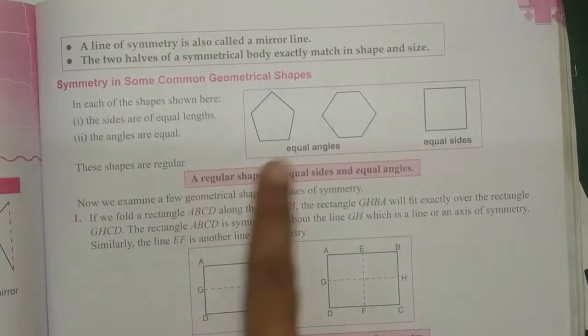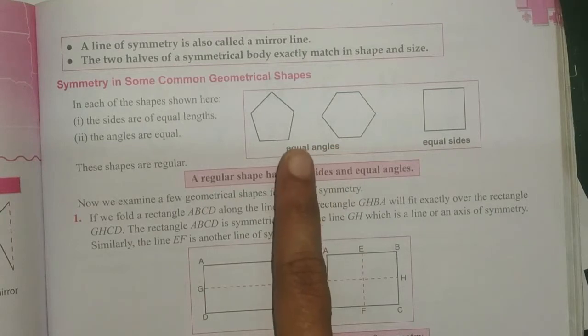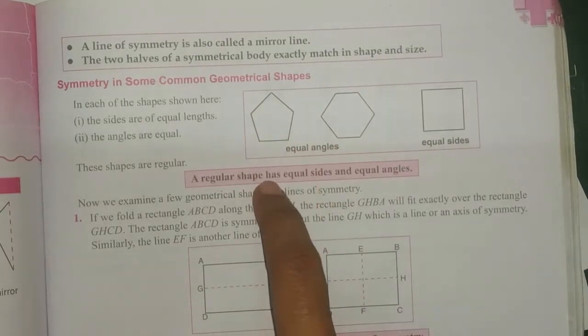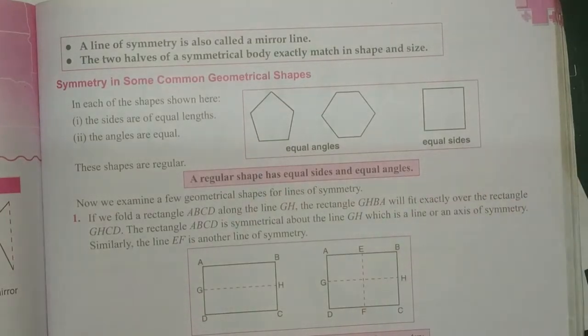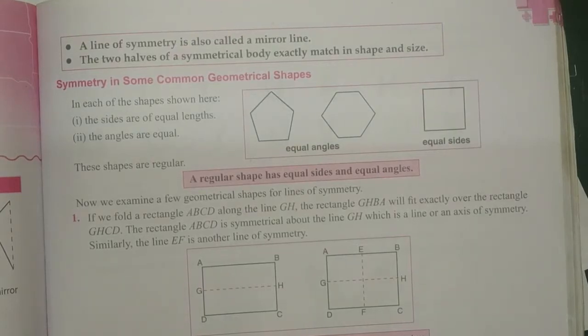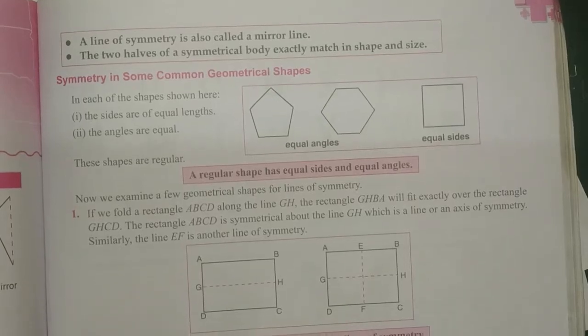Now you can see we have some geometrical shapes here. Friends, this is a pentagon. Again we have equal sides, a square. In each of these shapes you can see the sides are of equal length and their angles are also equal. So we call them regular polygons. A regular polygon has sides of equal length as well as equal angles.